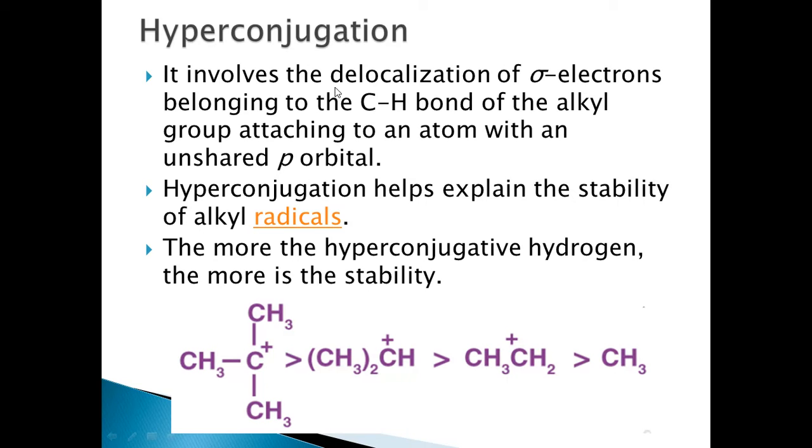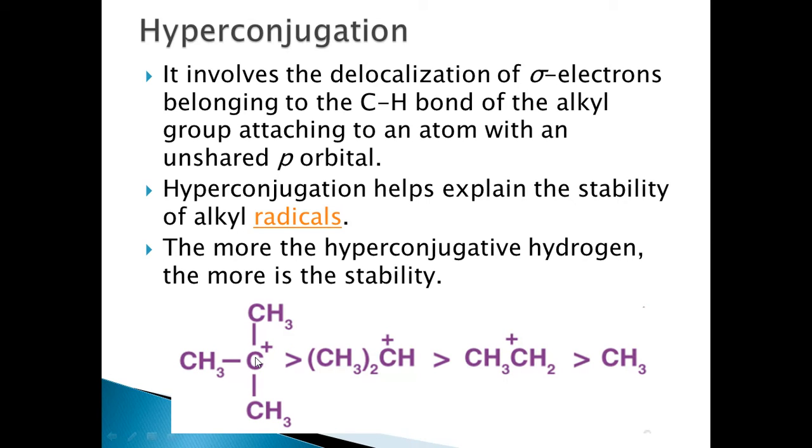Hyperconjugation involves the delocalization of sigma electron belonging to the carbon-hydrogen bond of the alkyl group attaching to an atom with an unshared p orbital. Hyperconjugation helps to explain the stability of alkyl radicals. The more the hyperconjugative hydrogen, the more the stability. As we can see in this figure, in this diagram.